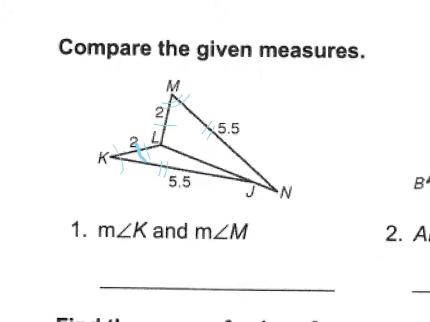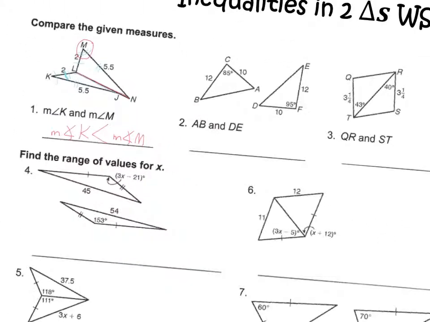Well, K is opposite the segment LJ. M is opposite the segment LN. Which of those two segments is longer? LN is definitely longer, which means angle M is the larger of the two. So the measure of angle K is less than the measure of angle M. And you'll do the same thing for number 2 and 3.